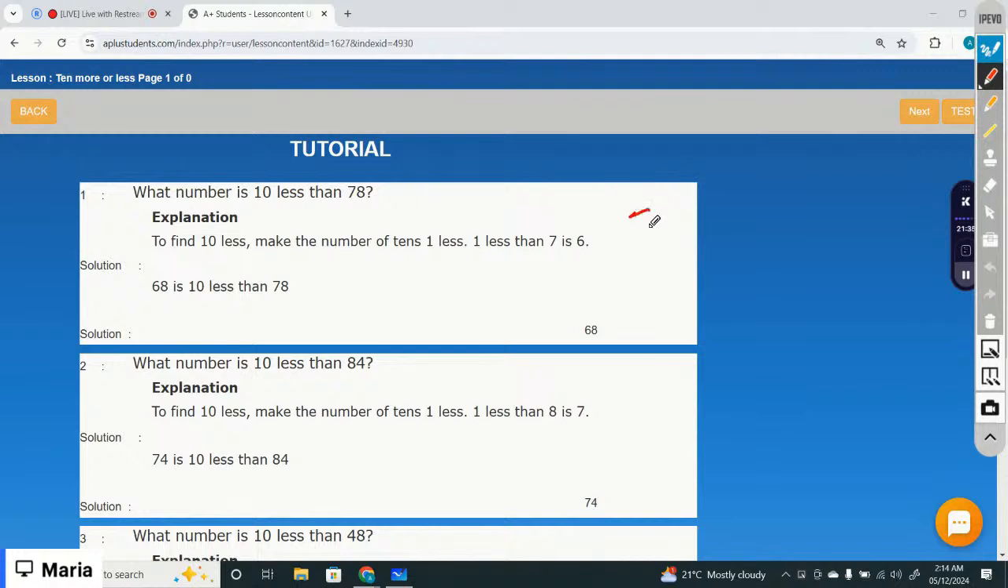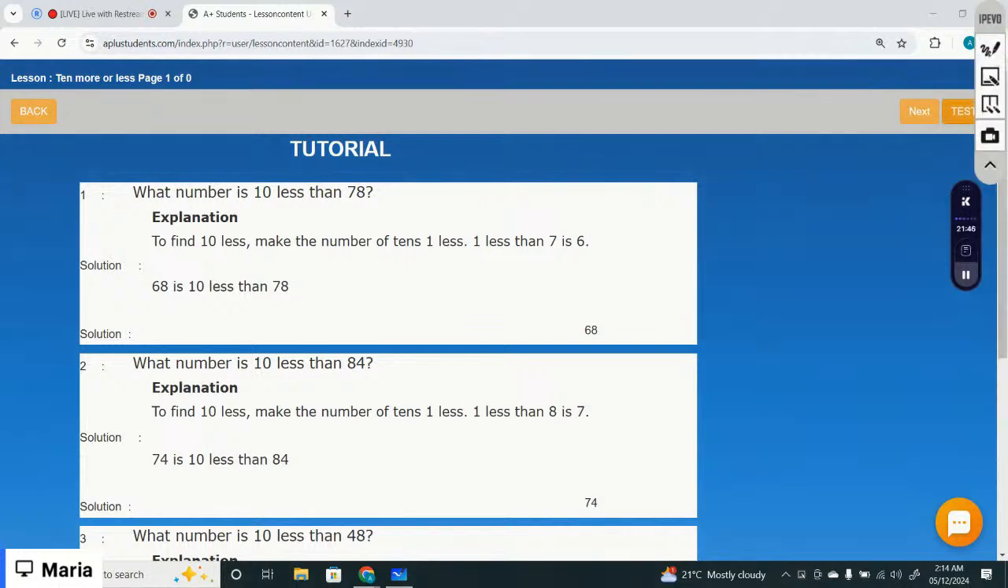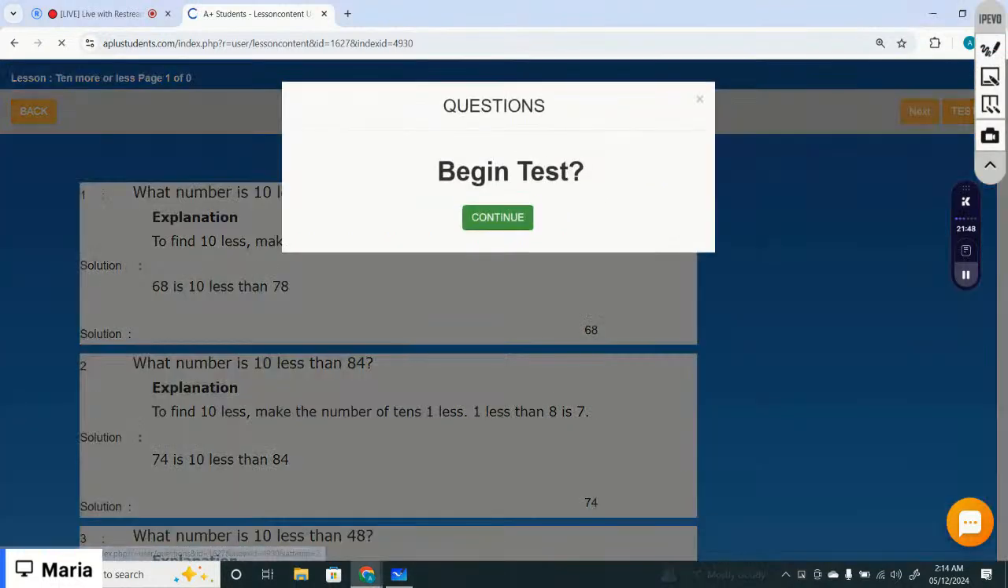So you can do it like this: 78 minus 10. 8 minus 0 is 8. 7 minus 1 is 6. So when you go back by 10, that is 68. The correct option is 68. Let's start with the test questions.